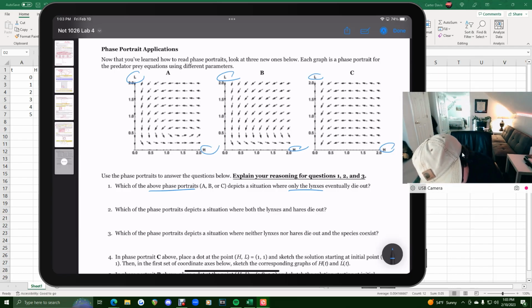So we're looking at these slopes, thinking about what different paths these are taking, and thinking about which one would lead to L going to 0 but H not going to 0.